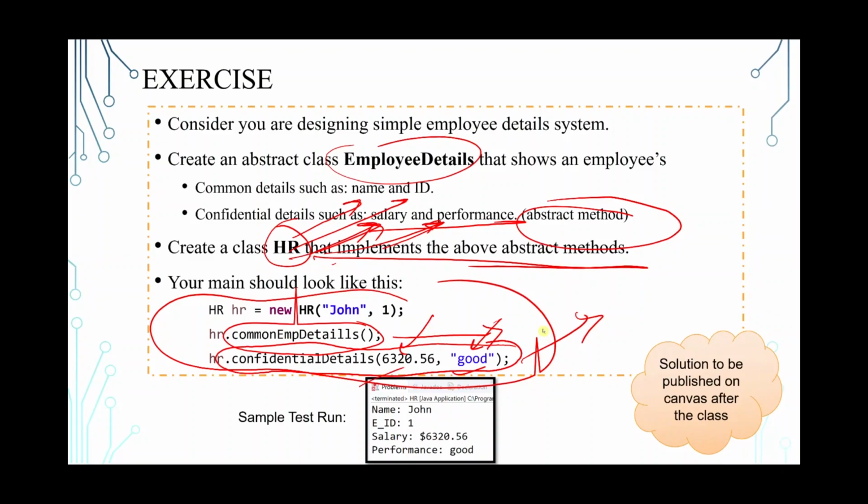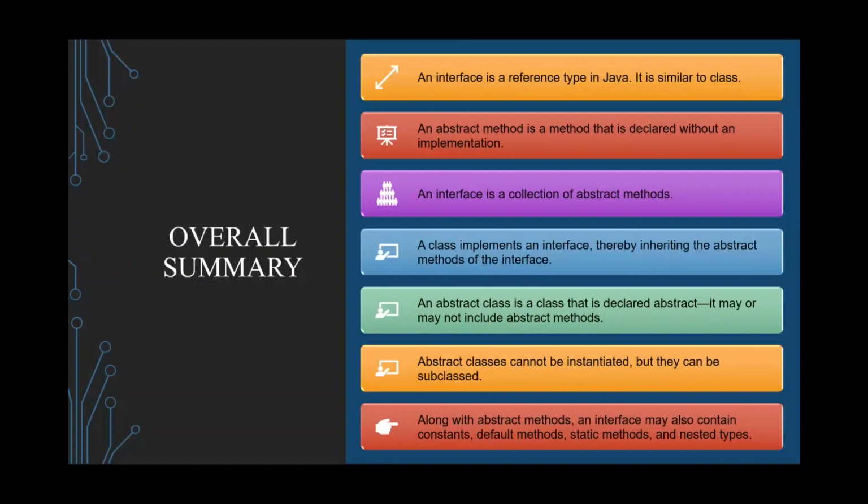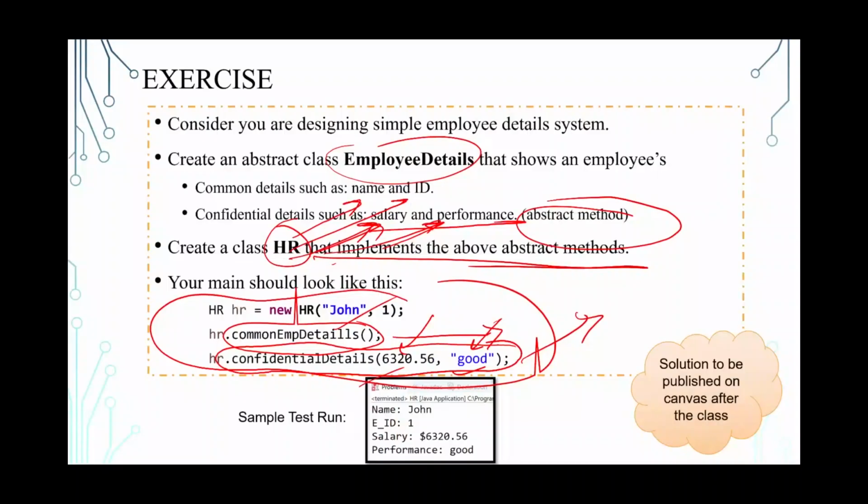and it's going to print those two. So if I give John a salary of 6,320 and 55 cents, and John's ID is 1, and the performance is good, not bad, then you can also have this as your output. So the solution is going to be published after the due date of this exercise. So let me just give you an overall summary, then show you the answer of this exercise.